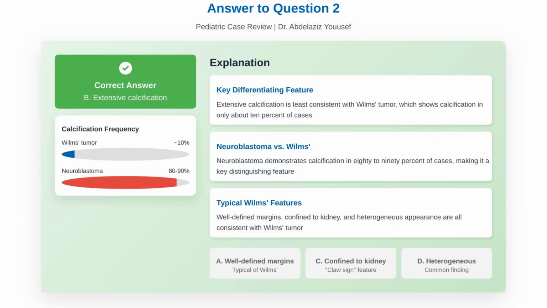The correct answer is B, extensive calcification. Wilms tumor shows calcification in only about 10% of cases, whereas neuroblastoma demonstrates calcification in 80 to 90% of cases. This difference in calcification pattern is a key radiologic distinguishing feature between these two common pediatric abdominal tumors. Well-defined margins, confinement to the kidney, and heterogeneous appearance are all typical features of Wilms tumor. The claw sign on imaging demonstrates that the mass arises from the kidney and is well circumscribed. Recognizing these radiologic differences is crucial for accurate diagnosis and appropriate management planning.